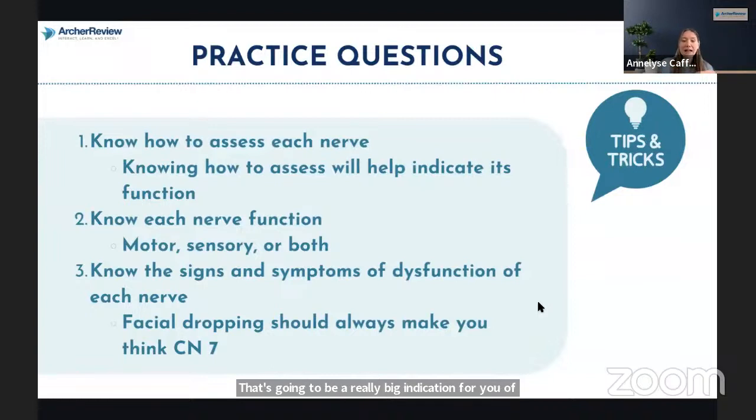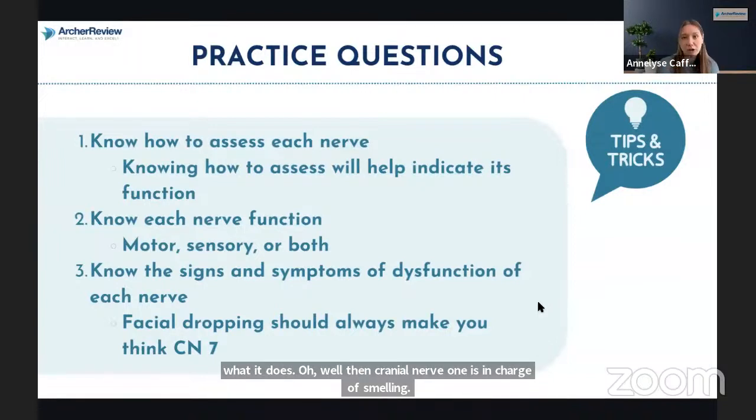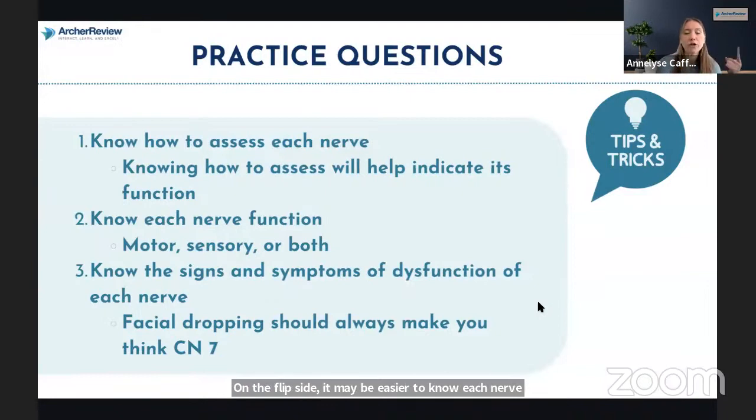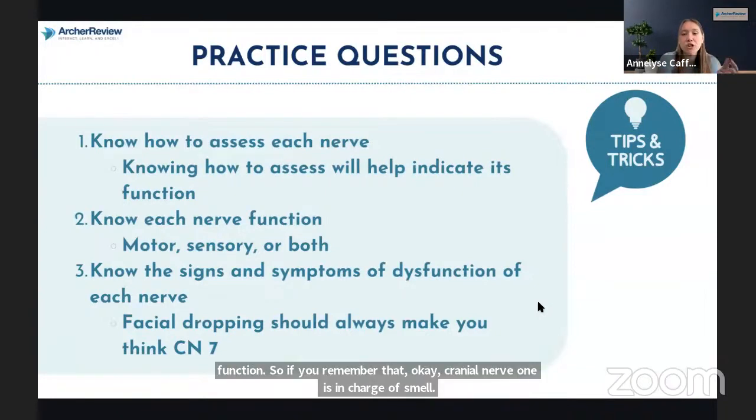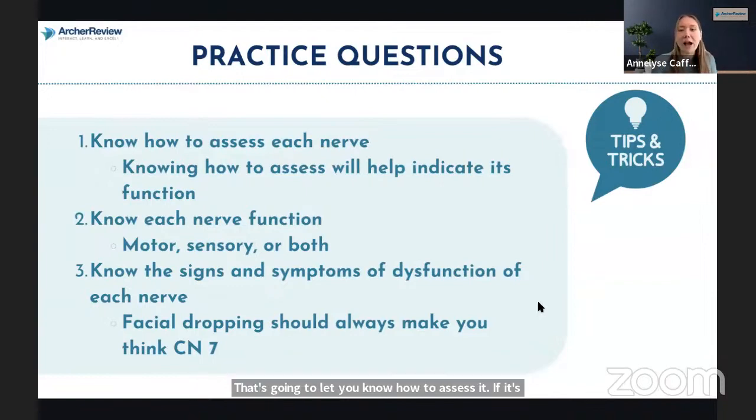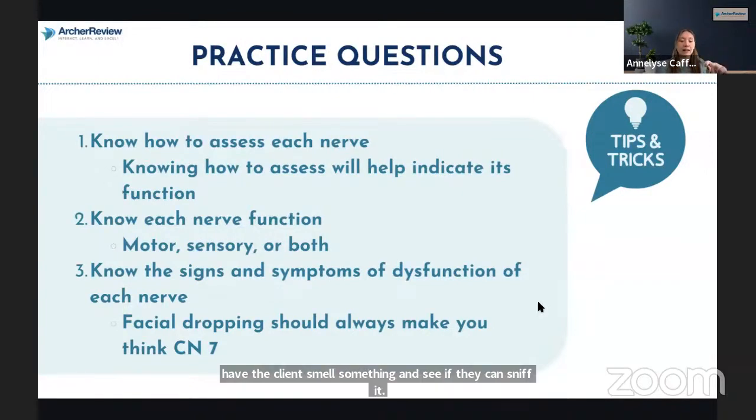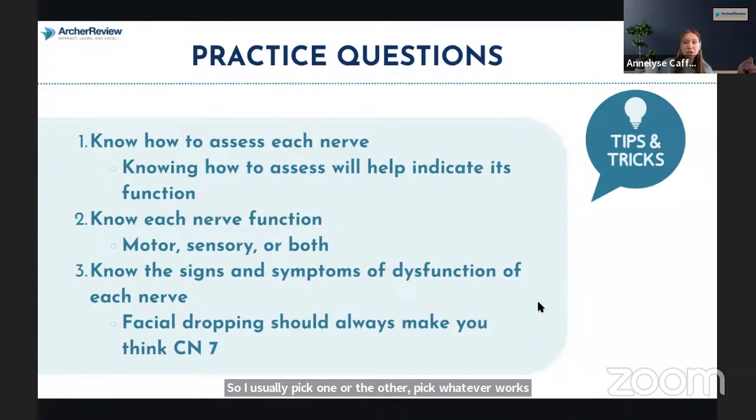On the flip side, it may be easier to know each nerve function. If you remember that cranial nerve 1 is in charge of smell, that's going to let you know how to assess it. If you're assessing it, you want to check their sense of smell. You're going to have the client smell something and see if they can sniff it. So I usually pick one or the other, whatever works best for your brain. Either really know how you assess the nerve, and that's going to indicate its function, or know how the nerve functions, and that's going to let you know how to assess it.